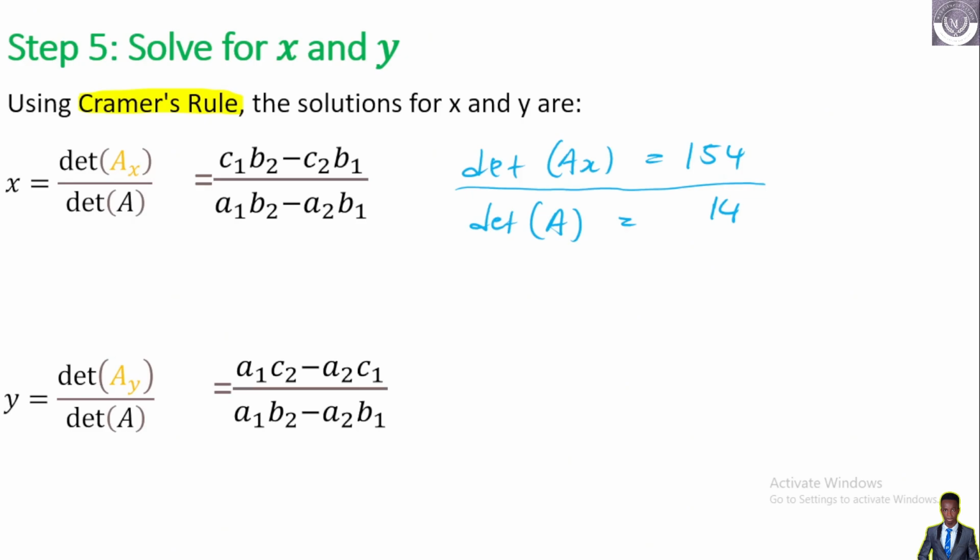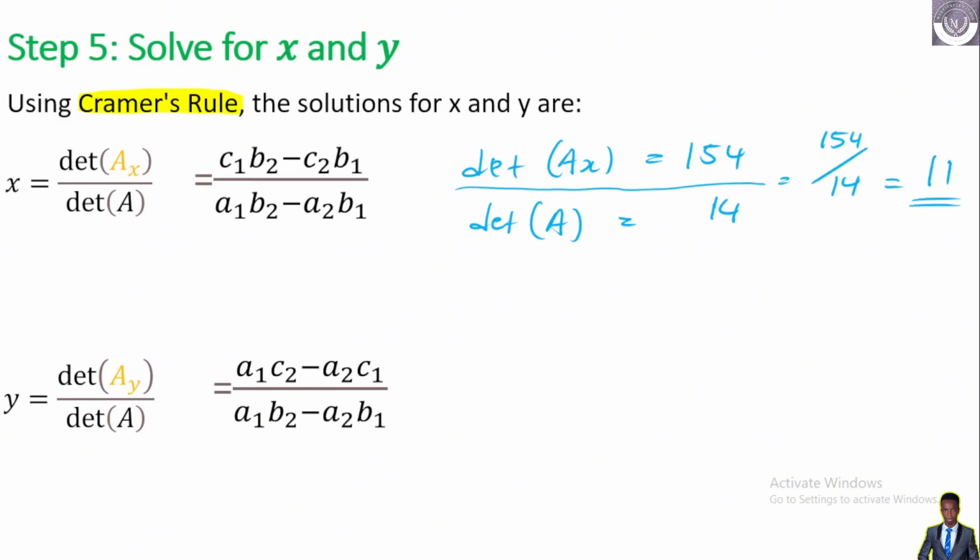So that's the method. We divide. So this is going to be 154 divided by 14. Let me put it again. This is 154 divided by 14, and this will give you 11. So we have got X to be 11.